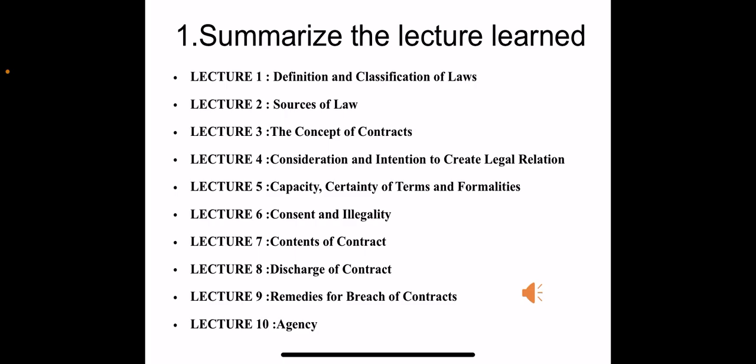The content of Lecture 5 is capacity, certainty of terms and formalities. In this chapter, I understand what is capacity in contracts and know what are terms and formalities in contracts. The general rule is that contracts entered into by minors are not valid. The content of Lecture 6 is consent and illegality.